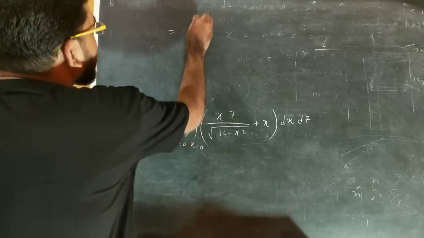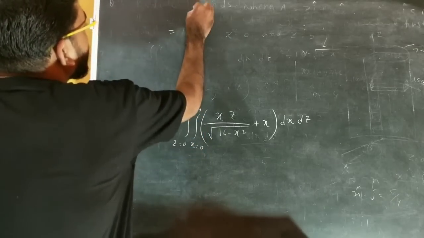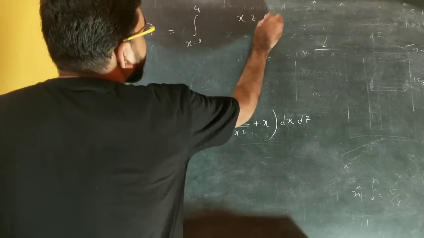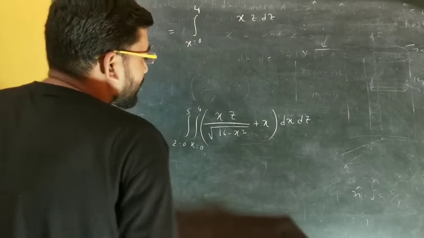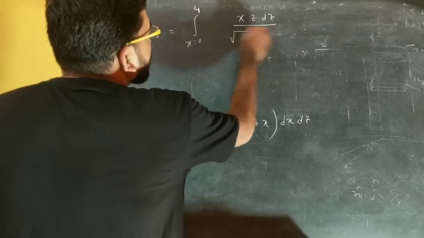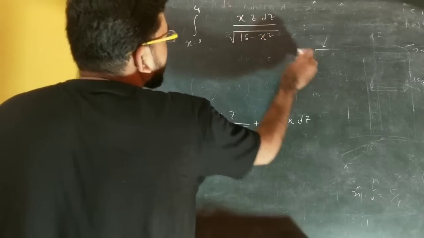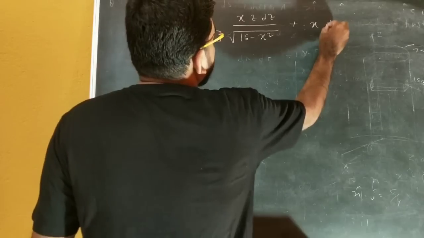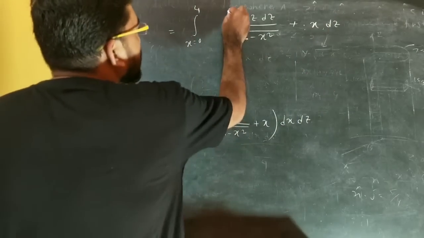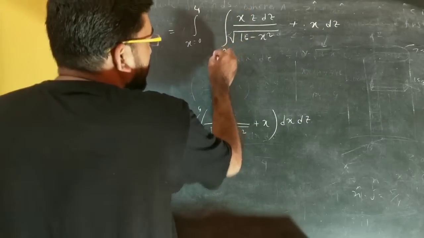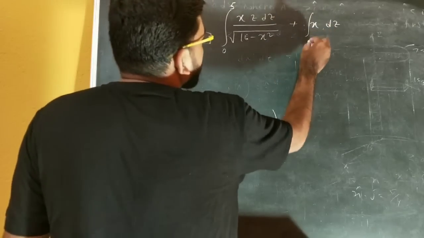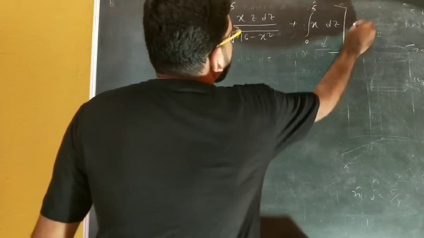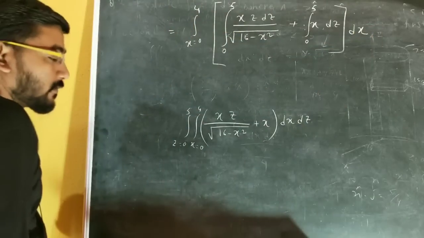So it will be the integration from x equals 0 to 4 of xz dz divided by root 16 minus x square, plus x dz. So you have to integrate this from 0 to 5, and this also from 0 to 5, and then you have to integrate with respect to x.